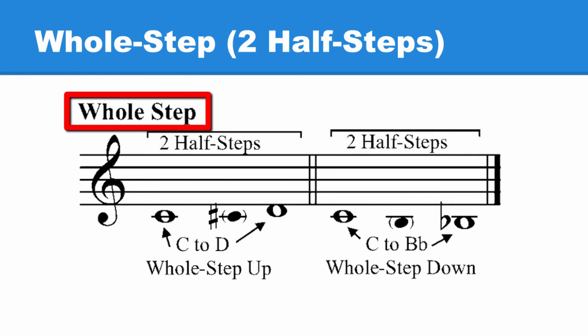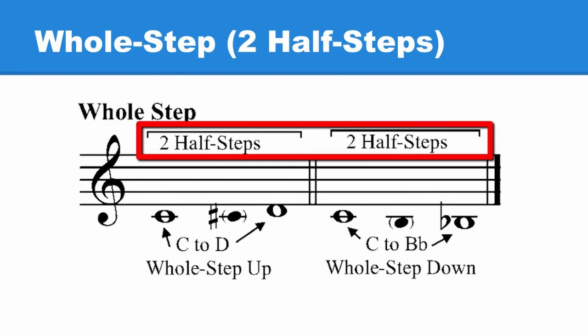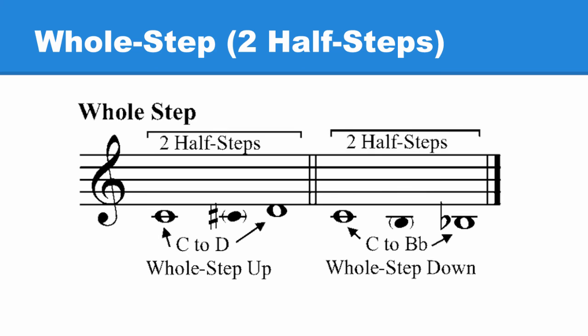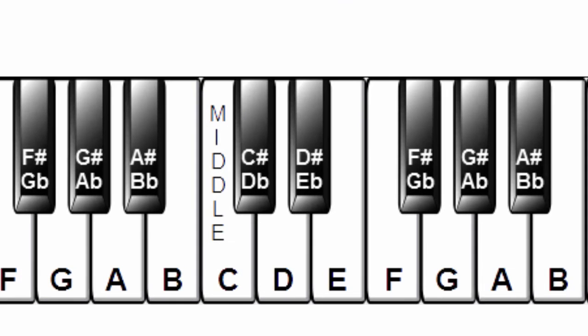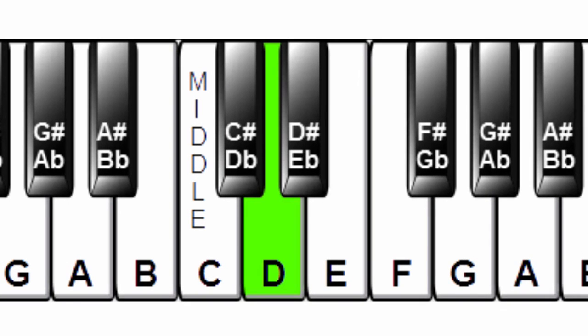A whole step is the equivalent of 2 half steps. Now what do I mean by that? Well, if we started on this D and we want to go 1 whole step up, we would go 2 half steps up from this note. We start on this D, we go up 1 half step to D sharp and another half step to E. That's 2 half steps. See how that works there?